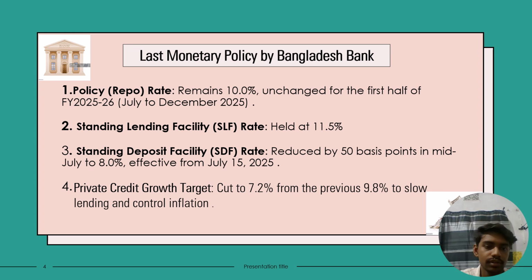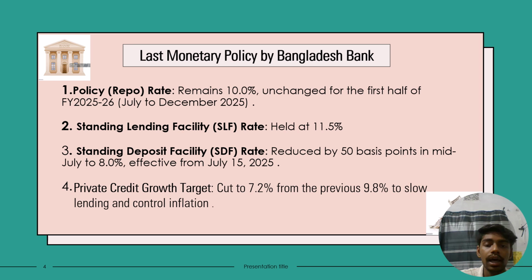The last monetary policy of Bangladesh Bank is called the policy repo rate. First of all, we have to know the repo rate. The policy repo rate is the interest rate at which the central bank lends money to commercial banks for short-term liquidity support. That's the main tool of monetary policy. The policy repo rate remained unchanged at 10% for the first half of 2015 to 2016, that is July to December 2015.